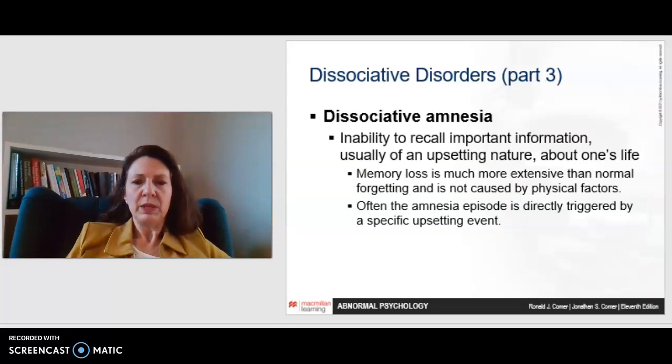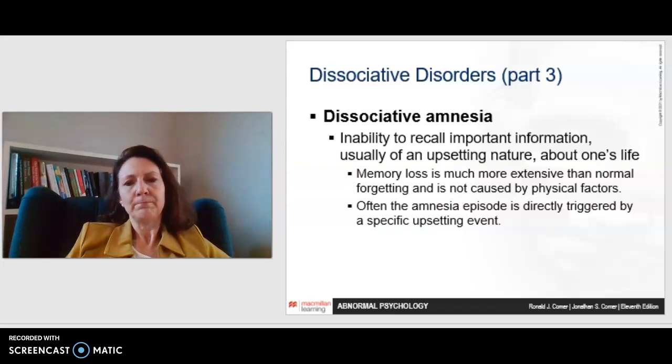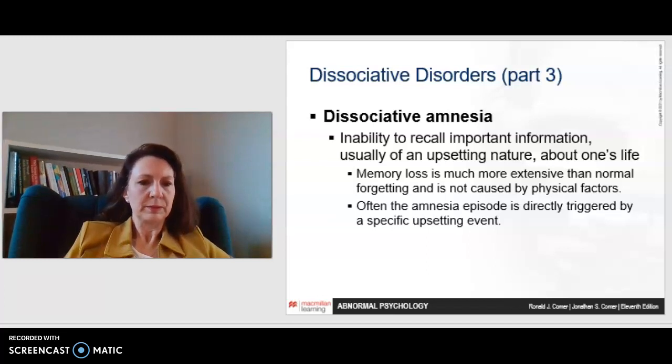In dissociative amnesia, there's an inability to recall important information, usually of an upsetting nature about one's life. Memory loss is much more extensive than normal forgetting, and it's not caused by some physical factor. Often the amnesia episode is triggered by a specific upsetting event.